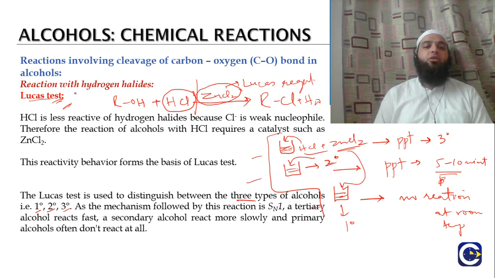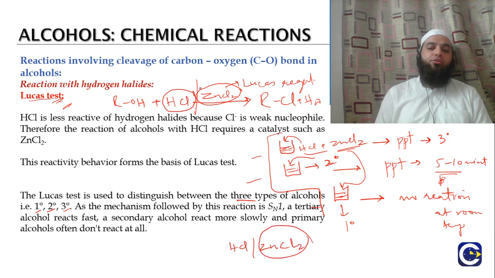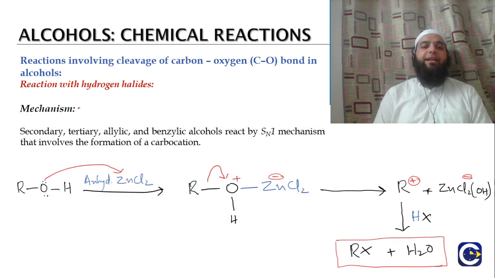This is what the Lucas test is, and in the Lucas test we use the reagent HCl in presence of zinc chloride. This zinc chloride is just a catalyst. It is not used up in the reaction. Now we will discuss the mechanism of this reaction. So the mechanism is a simple substitution reaction. The secondary, tertiary, allylic and benzylic alcohols, all these types of alcohols, follow the SN1 mechanism.